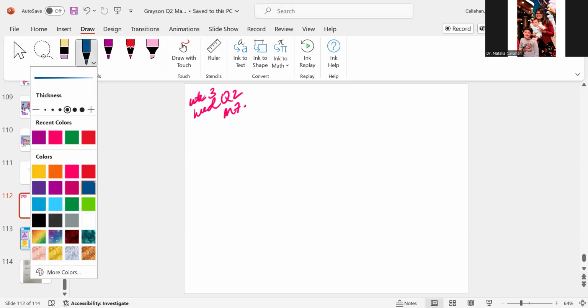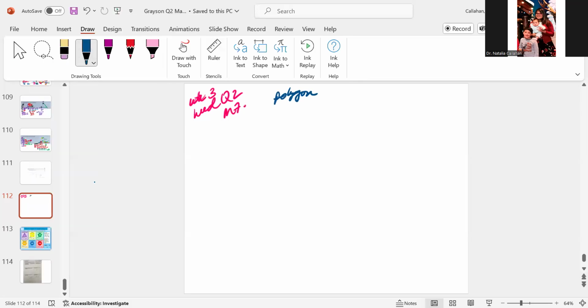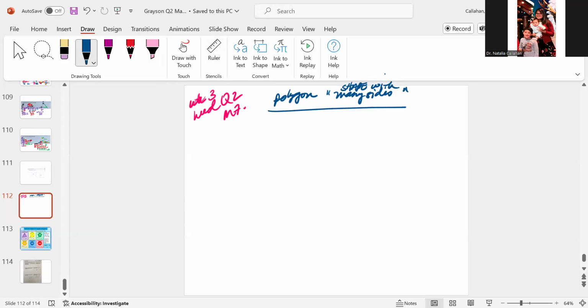Okay, right now we have, when you're talking about polygons, polygon means many sides. Basically, it means shape with many sides. So write that down. Write that down. That's what polygon means. N means the number of sides.